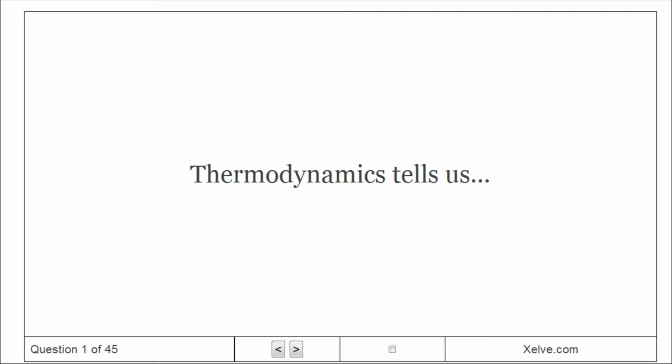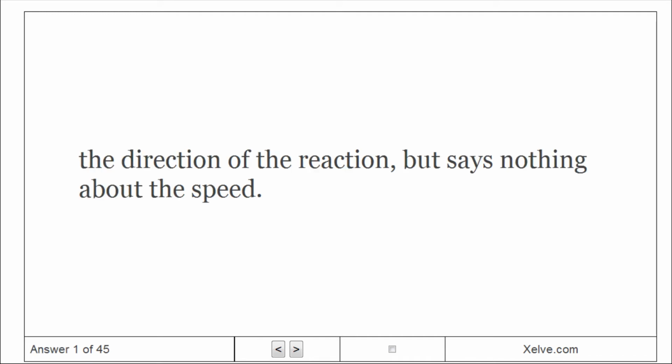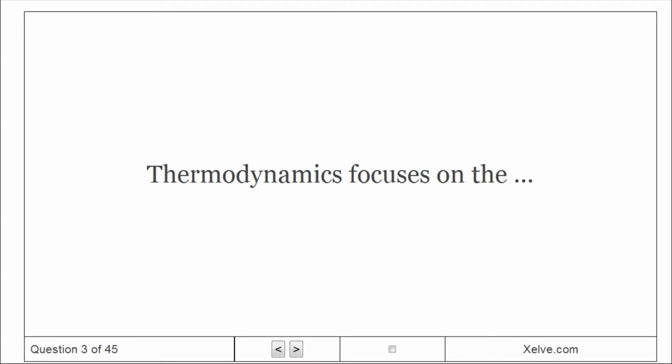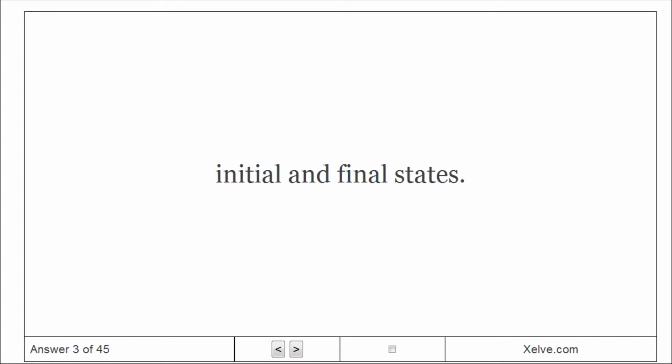Thermodynamics tells us the direction of the reaction, but says nothing about the speed. Kinetics focuses on the pathway between the reactants and the products. Thermodynamics focuses on the initial and final states.